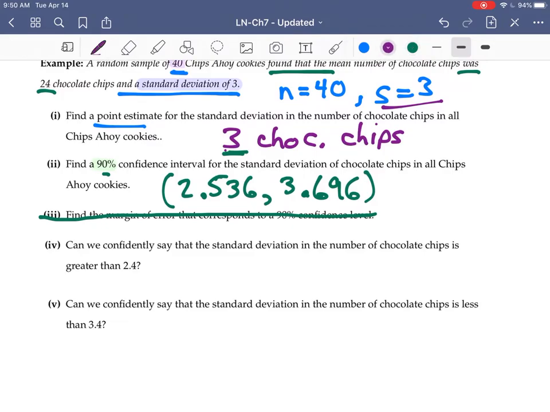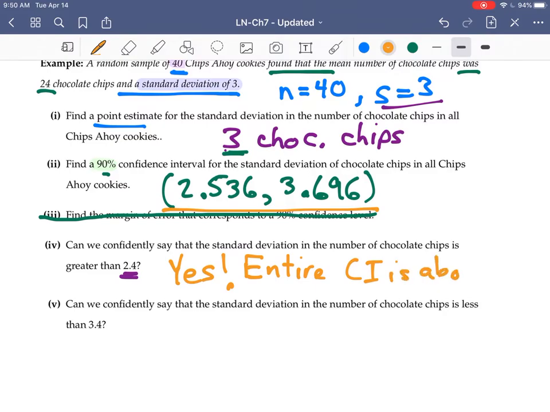Can we confidently say that the standard deviation is greater than 2.4? Yes. Why? The entire confidence interval that we came up with is above 2.4.